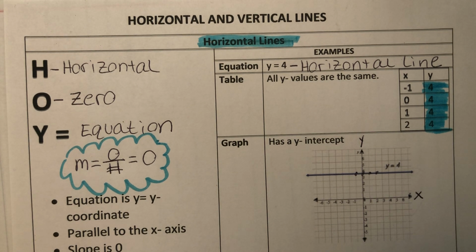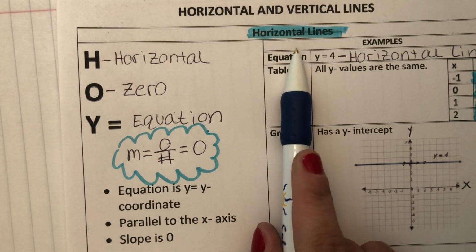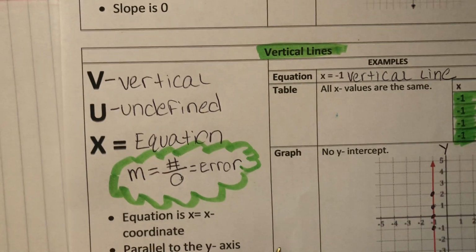Hopefully these acronyms help you. Remember, HOY is for a horizontal line and VUX is for a vertical line.